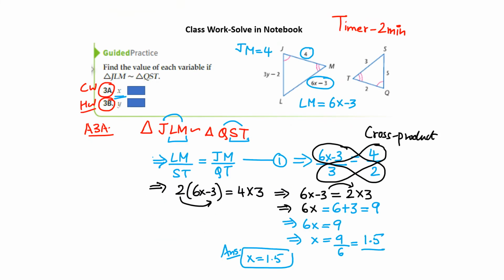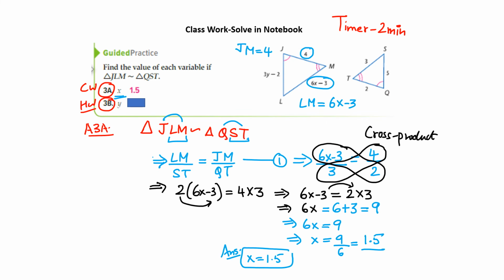Let's do another question from your math book. I will be doing 3A in this video for you. 3B is your homework. You will try it yourself. So let's find X in this. X is related to the side LM. So when I'm taking that the two triangles are similar with LM, I'm going to divide with ST. So LM divided by ST is equal to the given side.